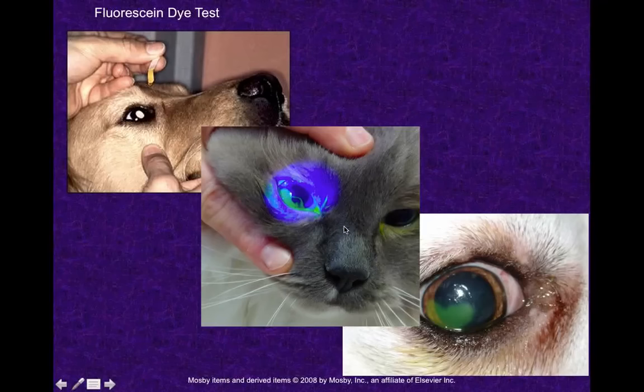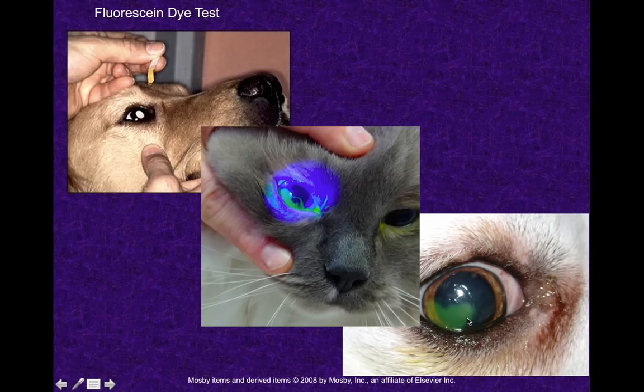This is the fluorescein dye test. So the image up here is identifying how we use it. You have these little strips that have a yellow highlighter color dye on them. Add a drop of saline to the strip and drip it into the animal's eye. Give it a second, you'll shine that blue UV type light onto the eye. It's a black light, blue light. And if the test is positive, then you'll get an accumulation of the dye within the cornea.